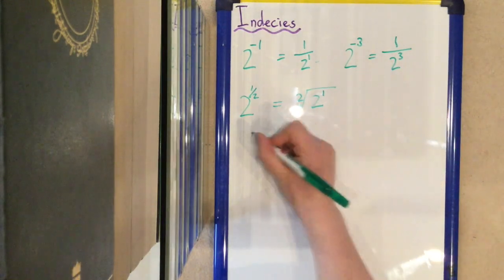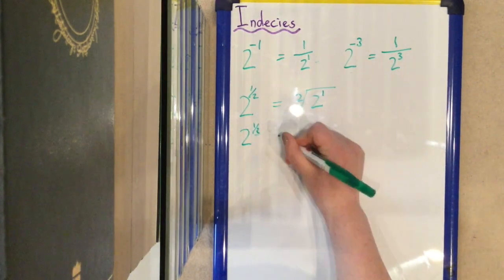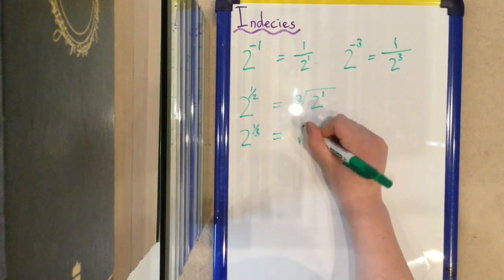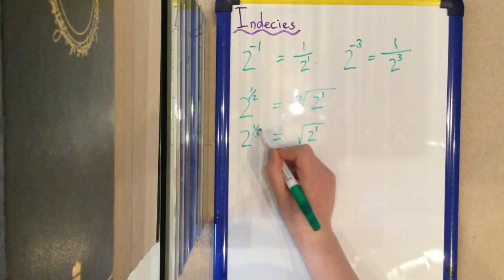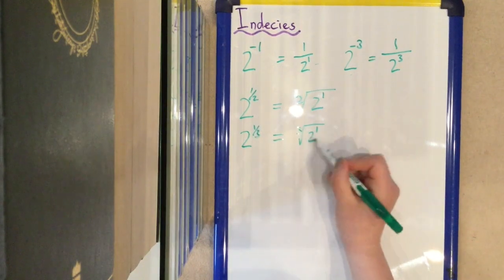This means if I had 2 to the third, again, I would have a root of 2 to the 1 because 1 is in the numerator, and then this 3 means it is the cube root of 2.